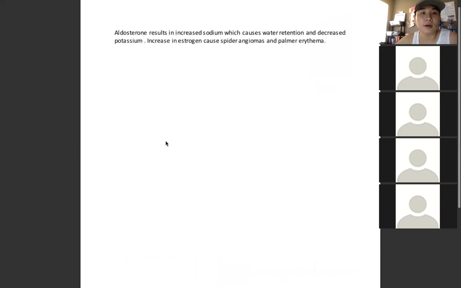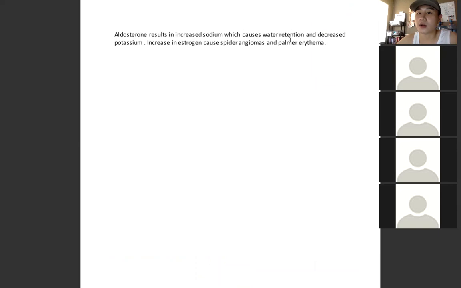All right. Aldosterone results in increased sodium, which causes water retention and decreased potassium. So because the liver doesn't metabolize and excrete the aldosterone anymore, the higher the number of aldosterone, the higher the number of sodium. And water follows sodium. So if we retain sodium, we retain water, we become even more swollen, having edema all over the body, and our potassium level will be out of range, decreasing. Increase in estrogen also causes spider angiomas and palmar erythema. Palmar erythema is the redness inside the palm, very red.